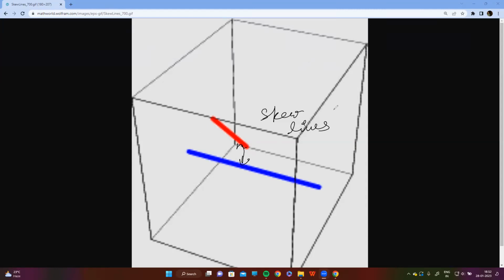Let's find out the distance between these two lines and then the distance from a point to the line. After that, the foot of the perpendicular and the image of the point. So let's say we have these two vectors, these two lines, R1 is equal to A1.